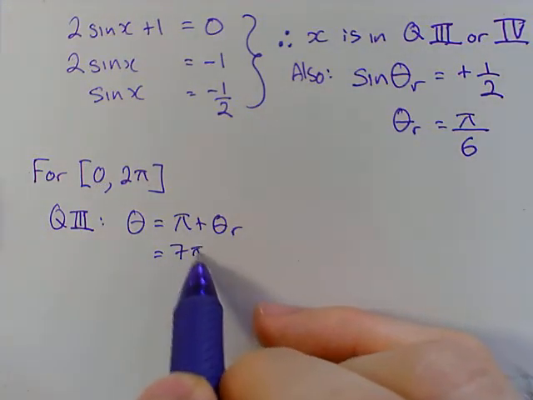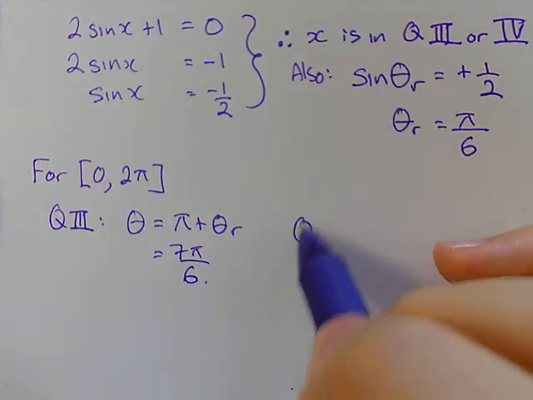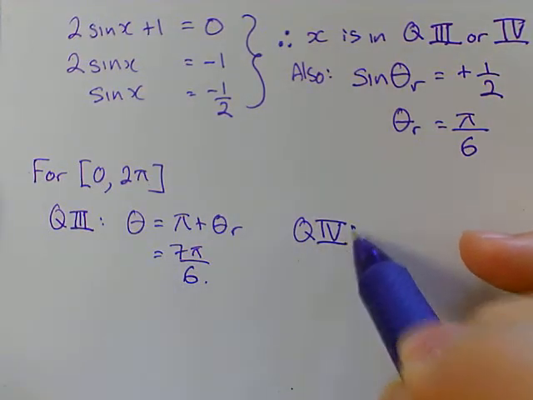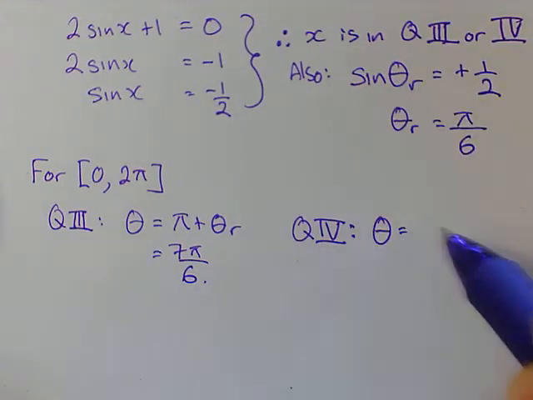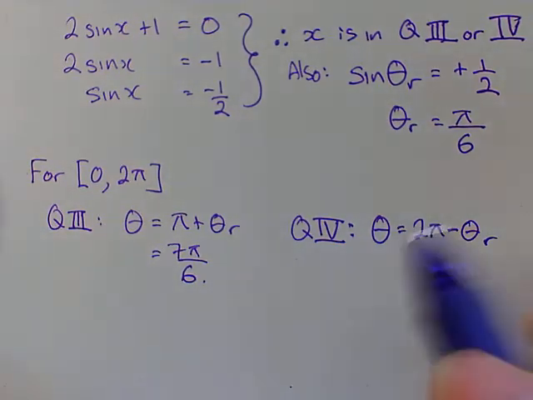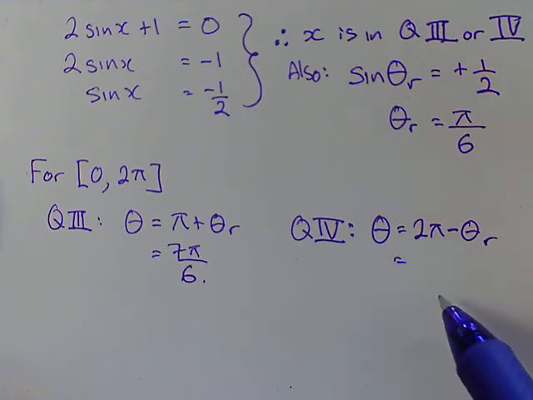This becomes 7 pi/6. If it was quadrant 4, the angle is 2 pi minus the related, which means my answer would be 2 pi minus pi/6, 11 pi/6.